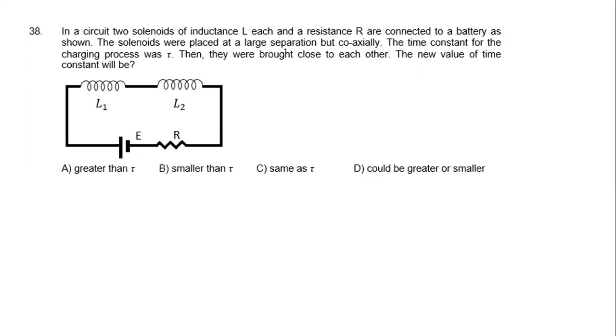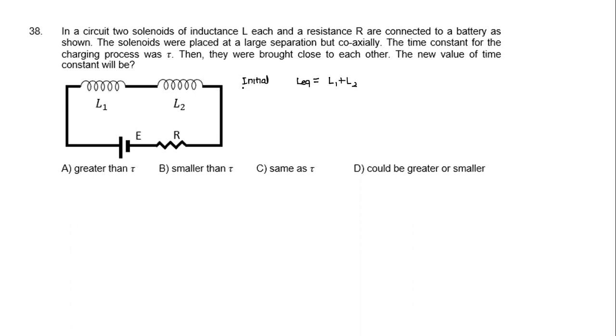This question is connected to a battery, and solenoids are placed at large separation but coaxial. So we know in this case, if they are at large separation, we can treat them as one single inductor. There will be no mutual induction. It will be equal to L1 plus L2. So that is L equivalent when they are far apart, at large separation. That's the initial state.